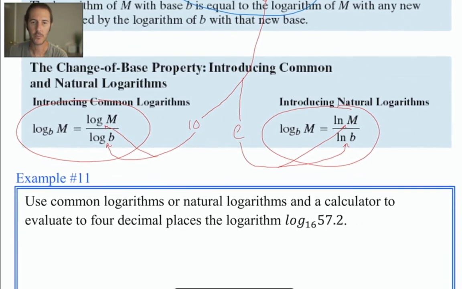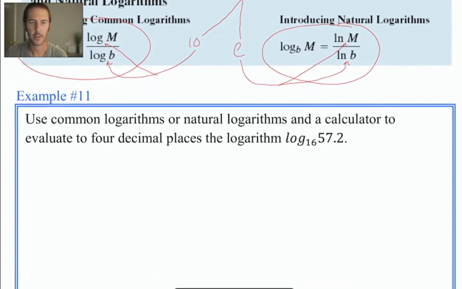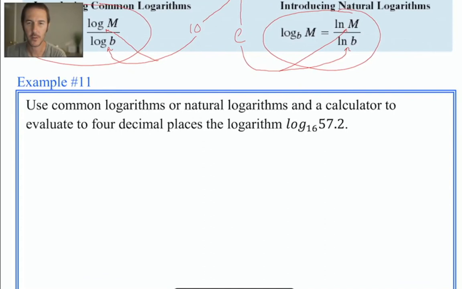Use common logarithms or natural logarithms on a calculator to evaluate to 4 decimal places. This is log base 16 of 57.2. Great, I'm going to use natural log. I'm going to say that this is equal to the natural log of 57.2 over the natural log of 16. And then I'm going to go into my calculator. I'm going to do this in my graphing calculator first because it's just so easy to enter it.